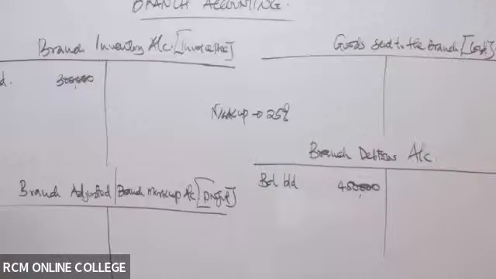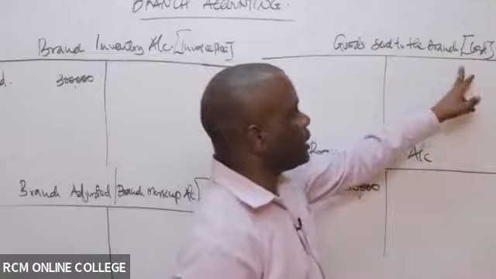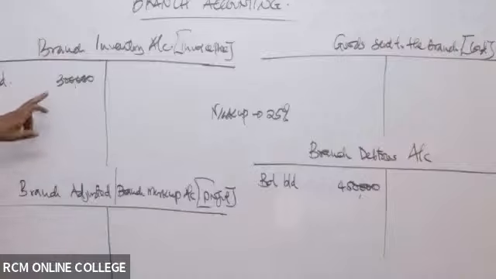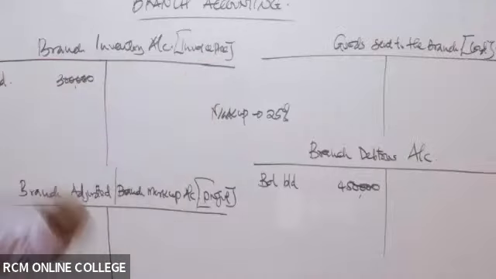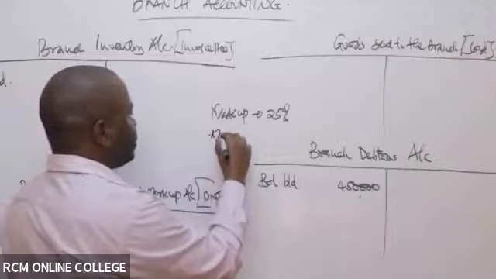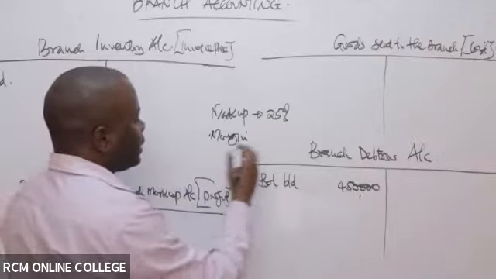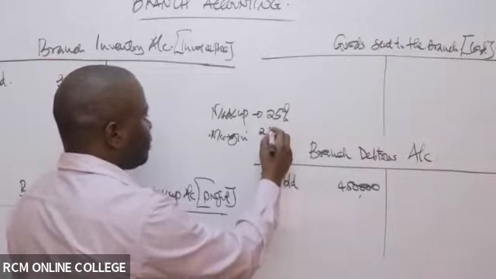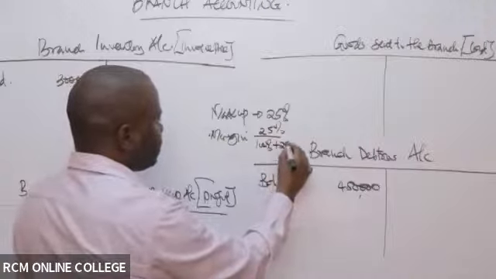The branch markup account. And of course, this 25% is actually on what? On the goods sent to the branch. But now we have to recognize the profit element in this inventory, which is actually at what? At invoice price, or the selling price. So therefore, you have to convert this one into what we are calling what? A margin. We have to convert this one into a margin. And of course, now you'll be able to take 25, because this one is 25% over 100%. It will be 25% over 100% plus 25%.